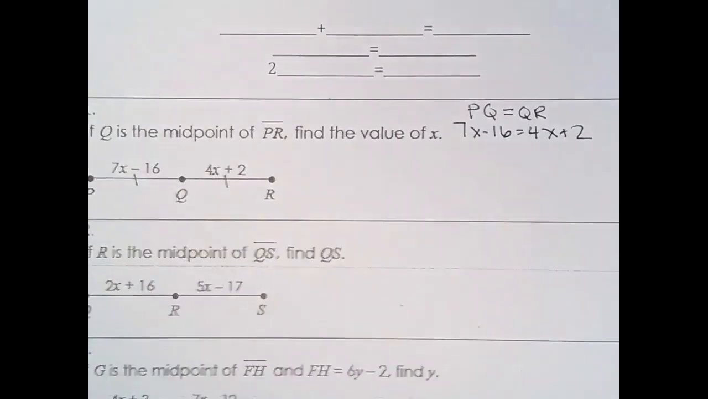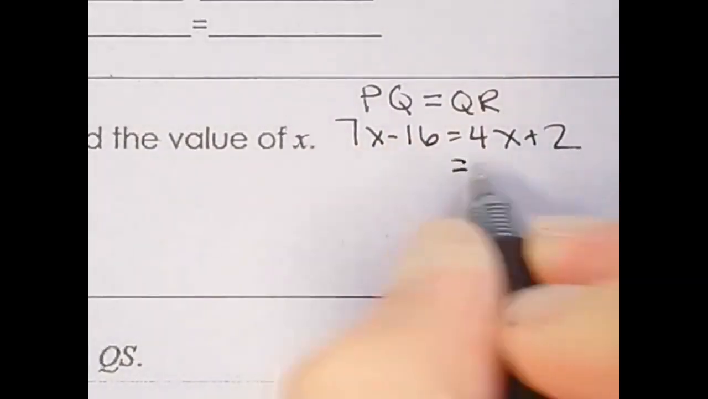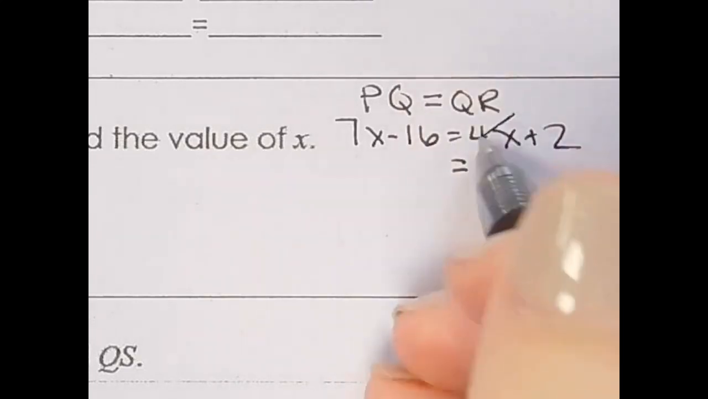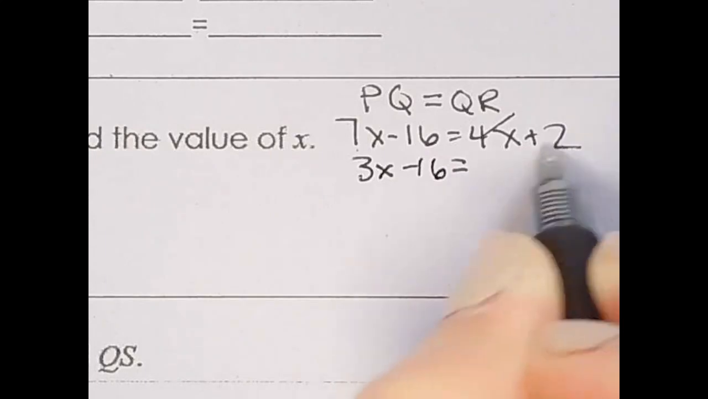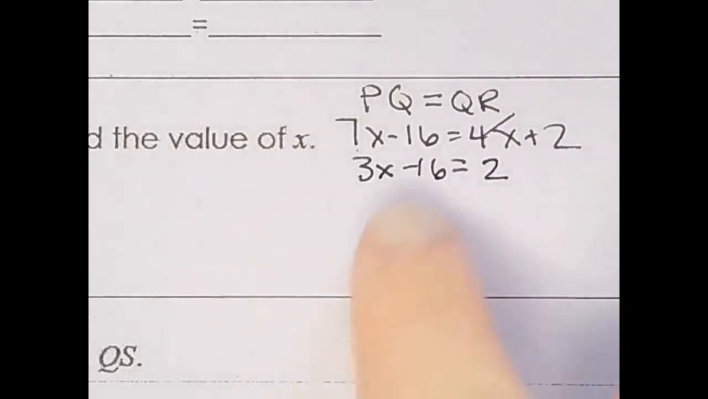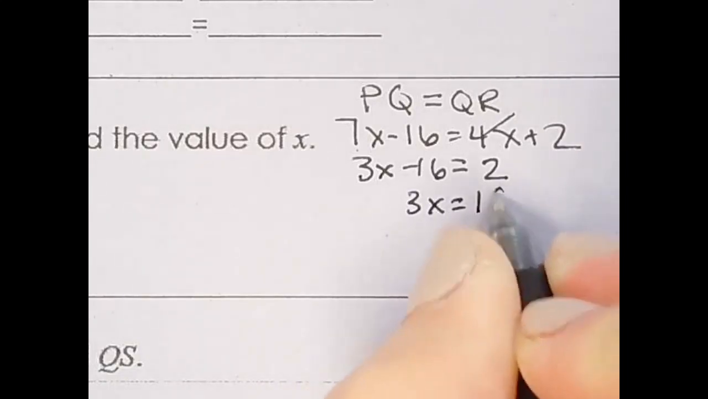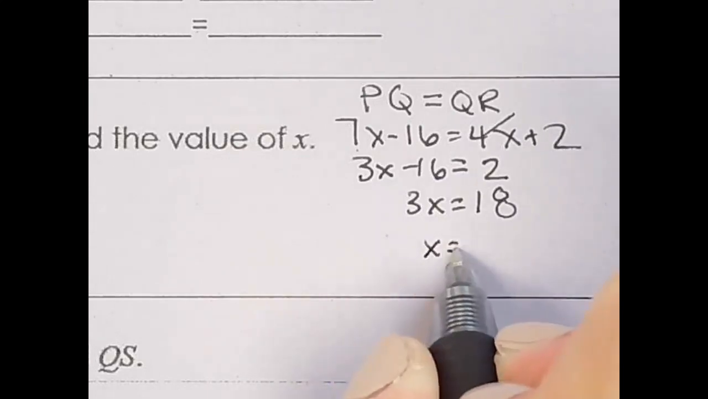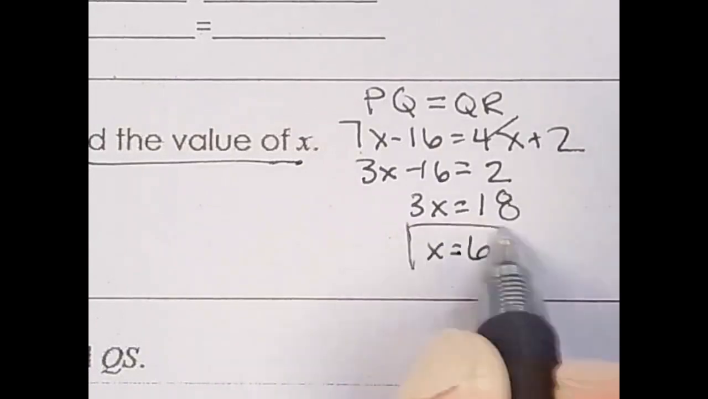Now I'm going to talk through the steps, but I'm going to skip writing it all down. So I'm going to get my x's to the left, so 4x, I'm going to subtract that on both sides, so it's going to cancel out here. 7x minus 4x is 3x. Drop down minus 16, drop down our 2. Add 16 to both sides, so 3x equals 2 plus 16 is 18. Divide both sides by 3, so x equals 6. I was asked to find the value of x, so that's my final answer.